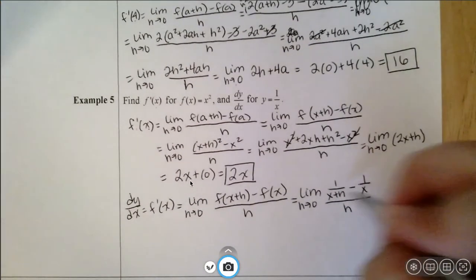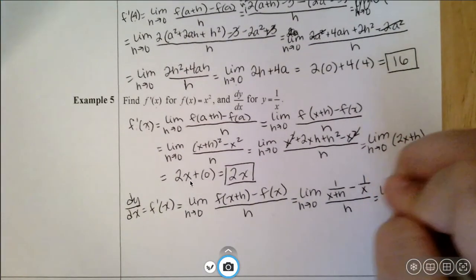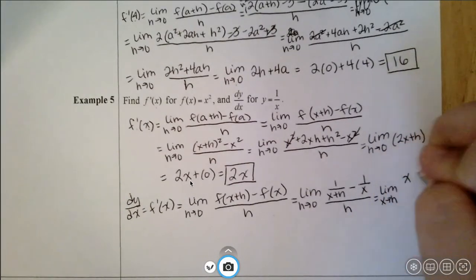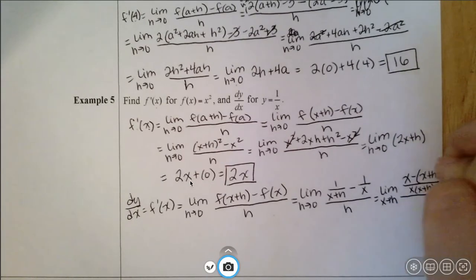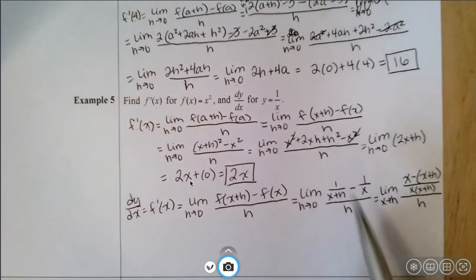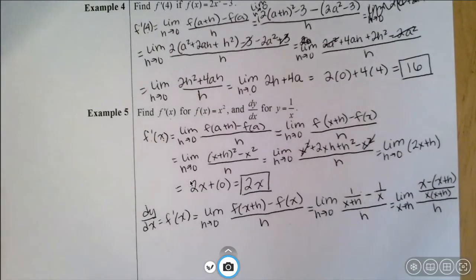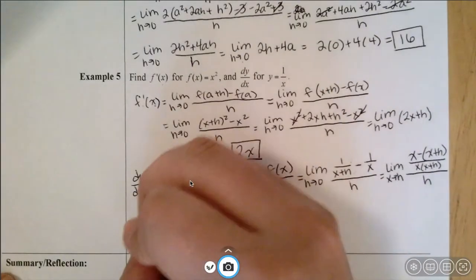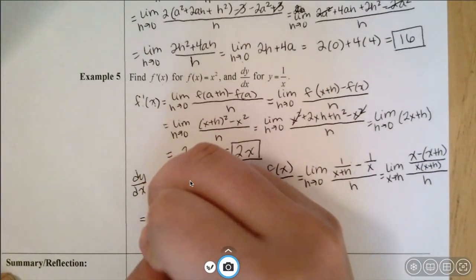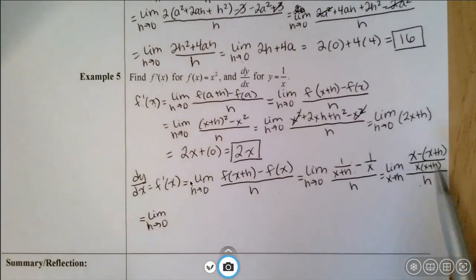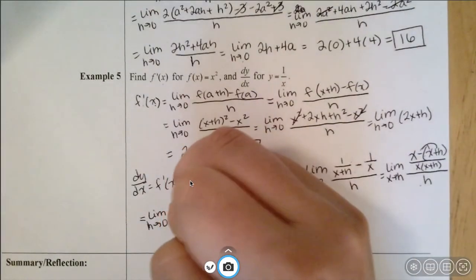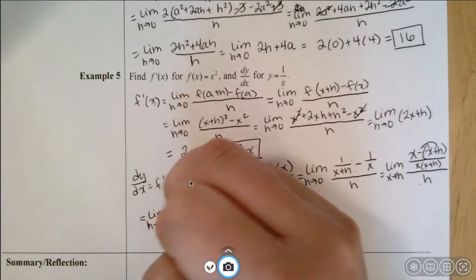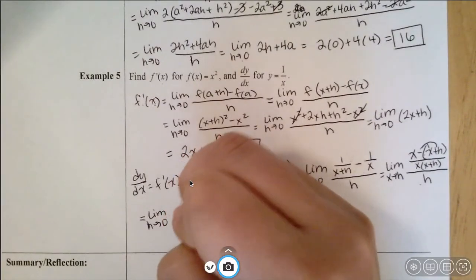We need a common denominator here. So we get the limit as h approaches 0 of x minus the quantity x plus h divided by x times x plus h, all over h. That was by finding the least common denominator here. So then we have the limit as h approaches 0 of x minus x is 0, so we get just negative h divided by x times x plus h.